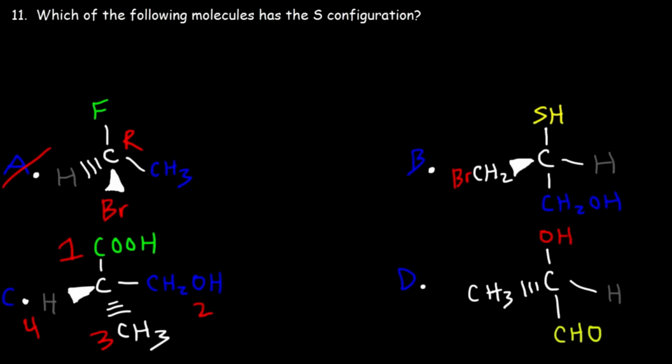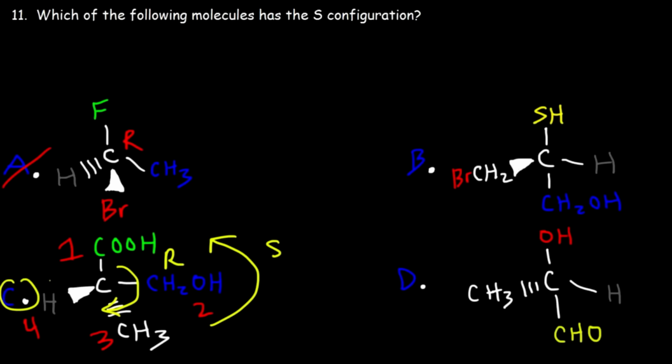So what you need to do is count in a direction from 1 to 2 to 3. But because H is in the front, you need to reverse it. As we go from 1 to 2 to 3, this is clockwise. That's R. But because H is in the front, and we want it to be in the back, we need to reverse it. So we get S, which means that C is the correct answer.